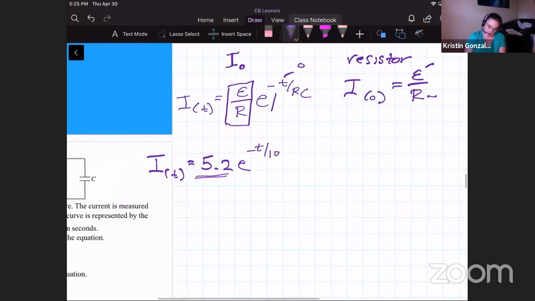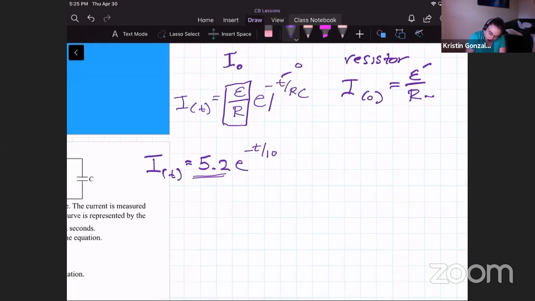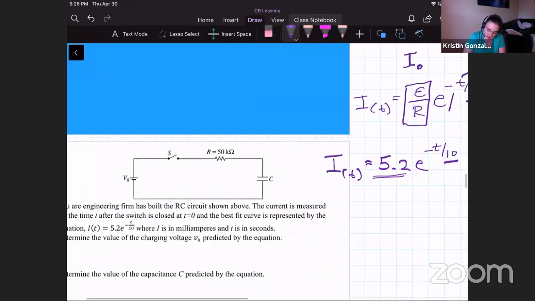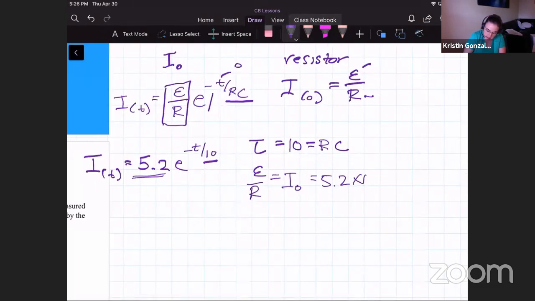So if I look at that equation, we can also look at RC, and I have that 10 is RC. So those are the kinds of things I'd be thinking about when I'm given this function. I know that my tau, my time constant, is equal to 10, which is equal to RC. And I also know that my E over R, which is equal to my initial current, is equal to 5.2. But remember, this is in milliamperes. So really, this would be 5.2 times 10 to the negative 3 amperes.